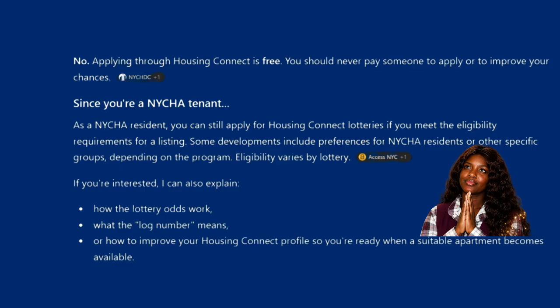So let's just say if you are a NYCHA tenant like myself, I currently live in New York City Housing Authority. I am a NYCHA tenant. So it says, as a NYCHA resident, you can still apply for Housing Connect lotteries if you meet the eligibility requirements for a listing. Some developments include preferences for NYCHA residents or other specific groups depending on the program. Eligibility varies by lottery. Remember, the lottery is you have to get selected. It's not first come, first served basis. Okay, sorry about that.